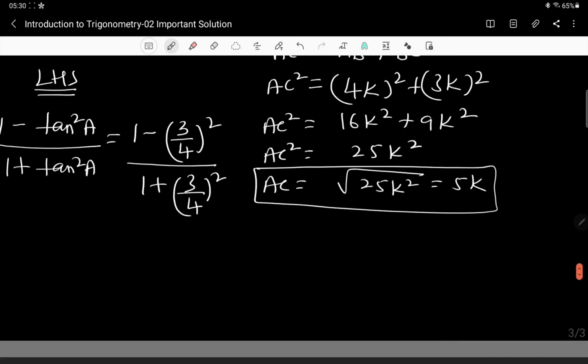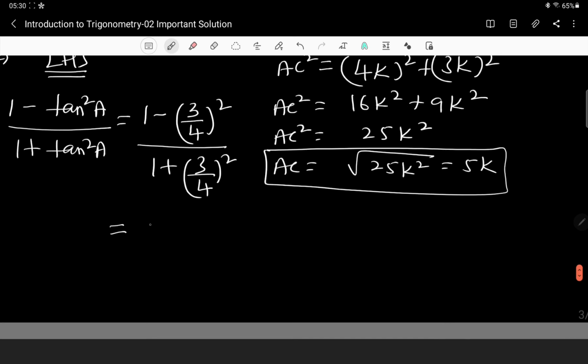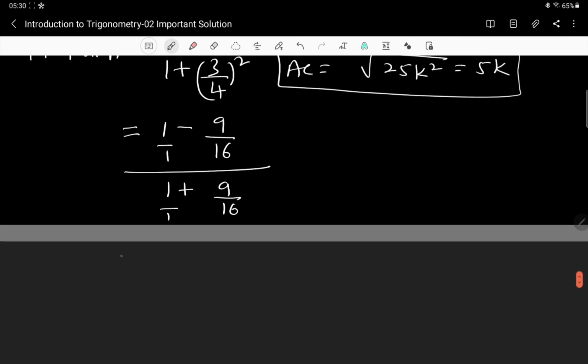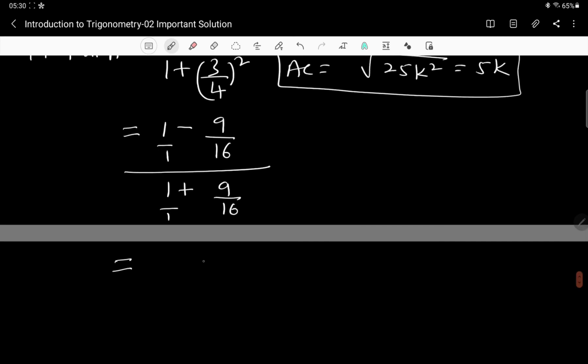So this is the LHS value. Let us find out this. So this is like 1 minus 9 divided by 16, since 3 square is 9, all divided by 1 plus 9 divided by 16. Again, 1 is the LCM here, so we are going to take the LCM here. The LCM is going to be 16.